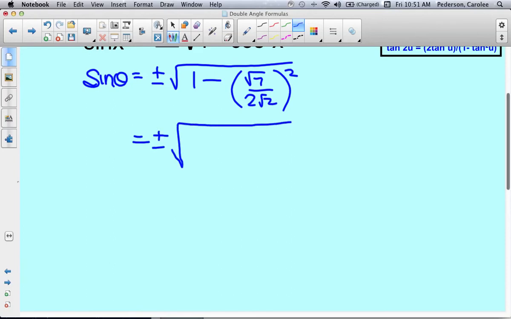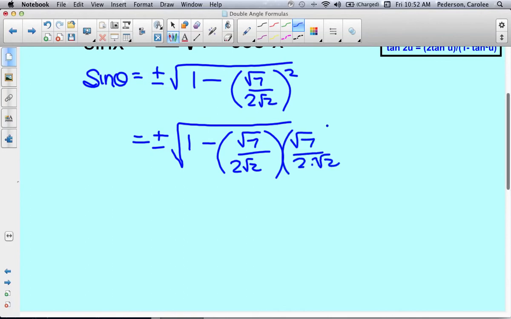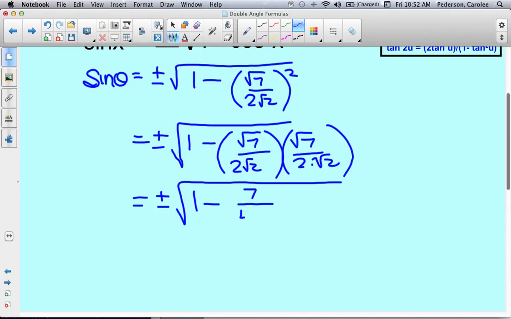So I'm going to first just square this fraction. So I have the square root of 7 over 2 square roots of 2, times itself, square root of 7 over 2 square roots of 2. I'm going to multiply across with that fraction. So square root of 7 times square root of 7 is 7. And then go down to the denominator. 2 times 2 is 4. And then square root of 2 times square root of 2 is 2.